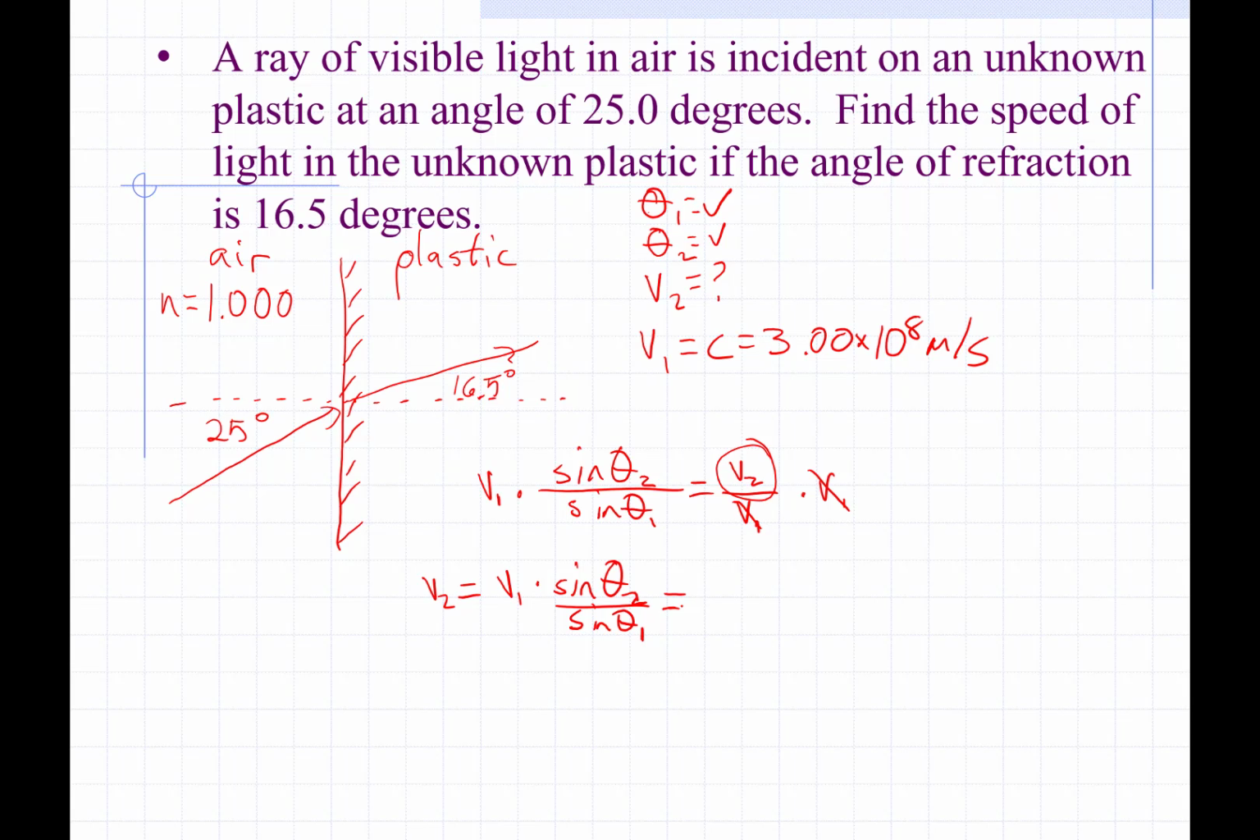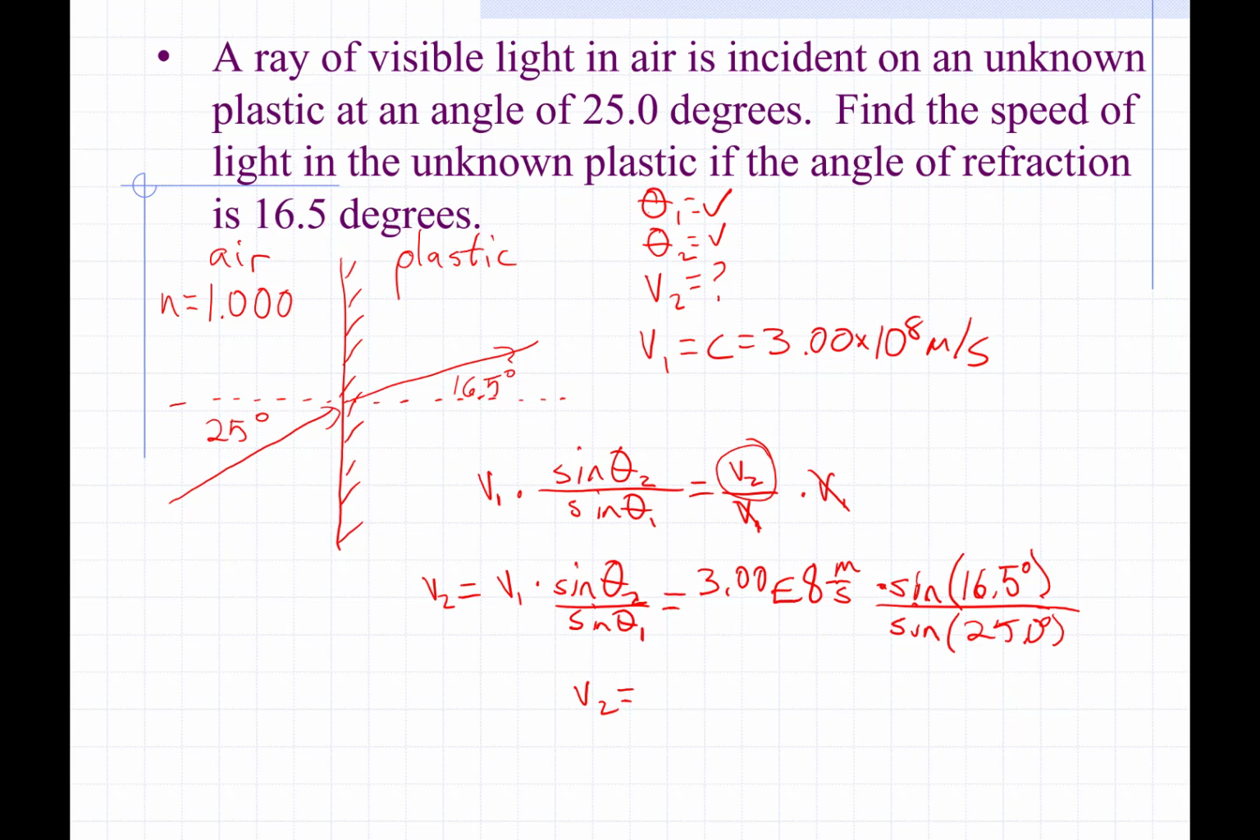Okay, let's just write out our numbers. v1 is 3.00 times 10 to the 8 meters per second times sine of theta 2, so that's plastic, sine of 16.5 degrees, divided by sine of 25.0 degrees. We just plug that into a calculator to get our V2.